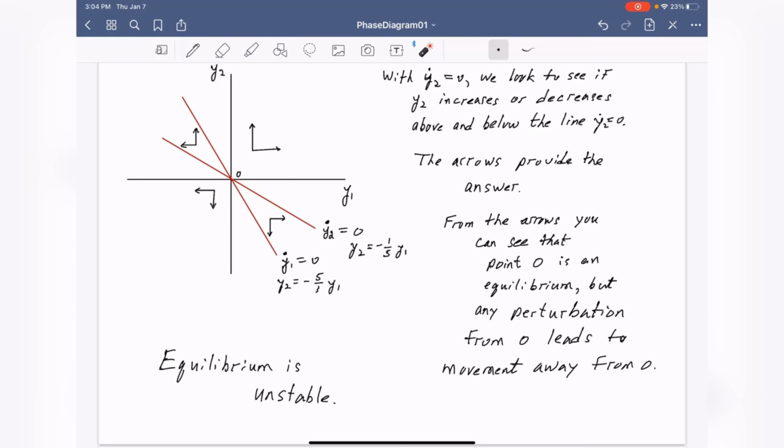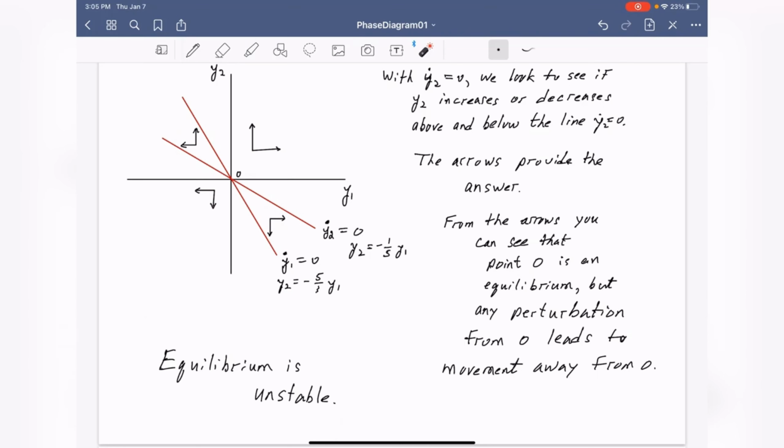You'll notice that if you pick any point here, the motion is going to go in this direction. If you pick a point here, it's going to go in that direction. Pick a point here, it's going to go in that direction. A point here is going to go in that direction. So it's very clear that the equilibrium point at 0 is unstable.